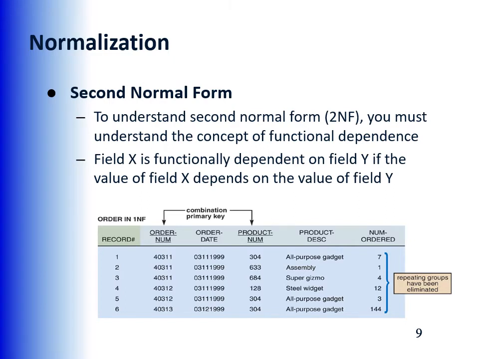Next is the second normal form. Basically, to understand second normal form, you must understand the concept of functional dependence. For example, field X is functionally dependent on field Y if the value of field X depends on field Y. Look at this example: order date value is functionally dependent on the order number, because for a specific order number there can be only one date.